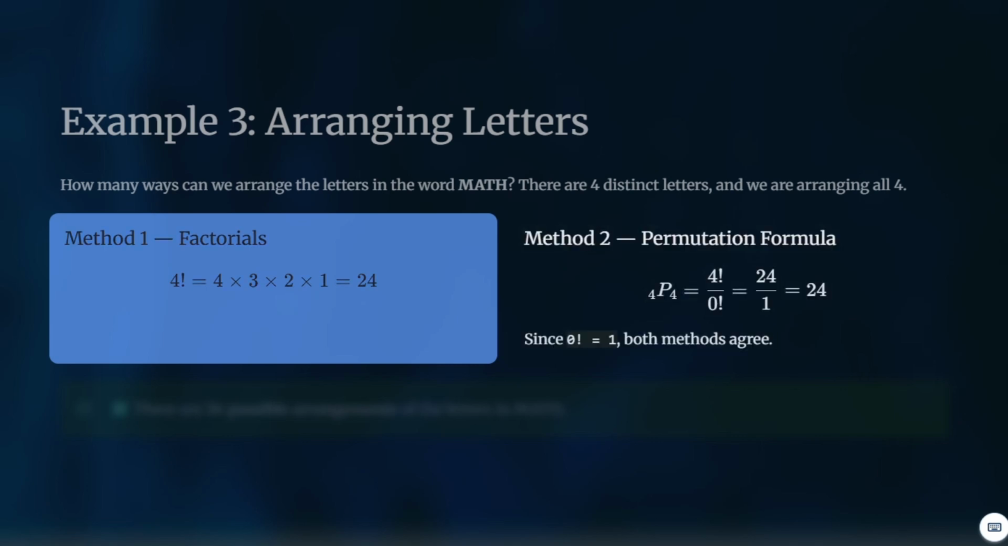Or if we use the permutation formula, out of 4 letters we have to permute 4. So that will be equal to 4 factorial over 0 factorial, which will be 4 times 3 times 2 times 1, which is 24. And we know that 0 factorial equals 1. Both methods agree. There are 24 possible arrangements of the letters in math.